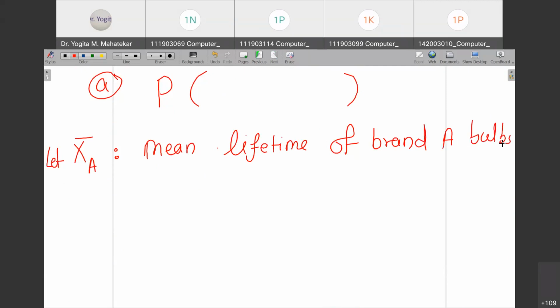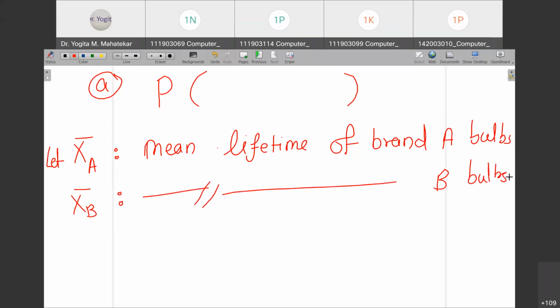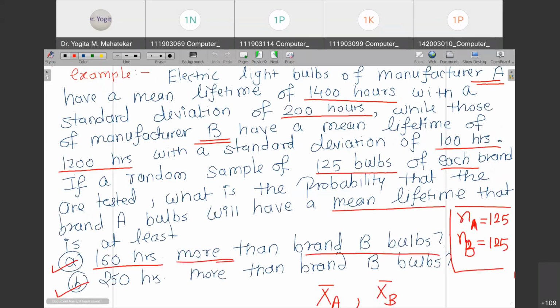And XB bar means the mean lifetime of brand B bulbs. And what are they asking you? They are asking you to find out the probability that brand A bulbs will have a mean lifetime that is at least 160 hours more than the brand B bulbs.